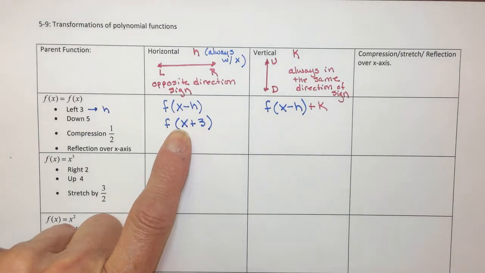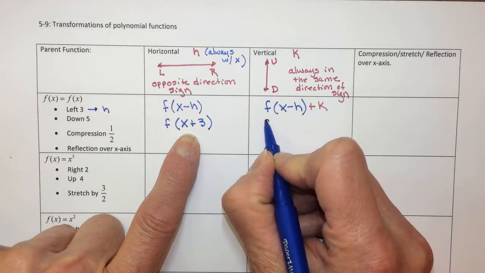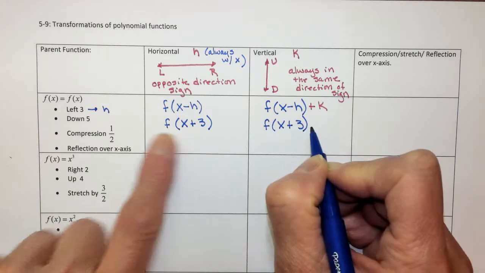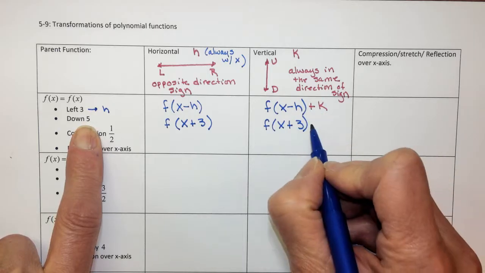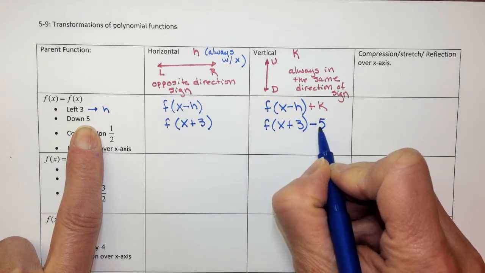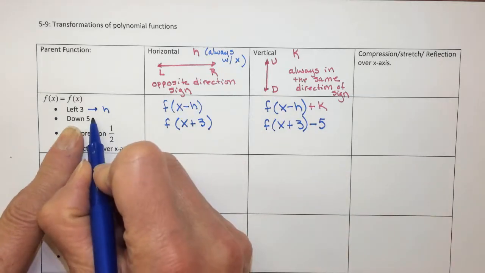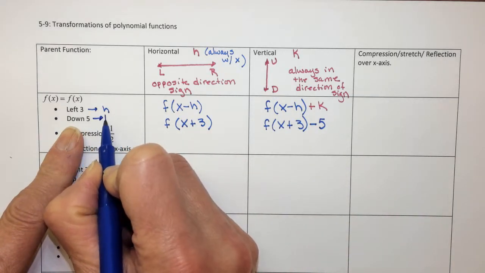So that means this function then gets transformed. If I'm going to go down 5, that means it's going to be in the same direction, so I'm going to put minus 5. So this one here, this was my K.